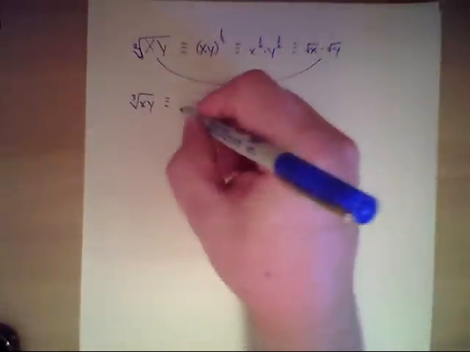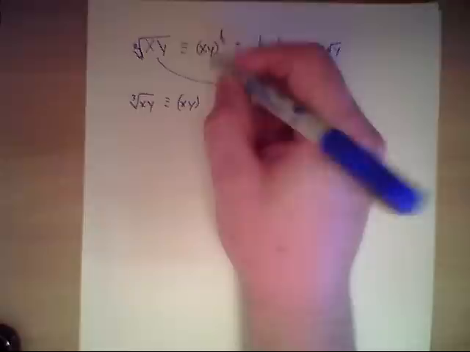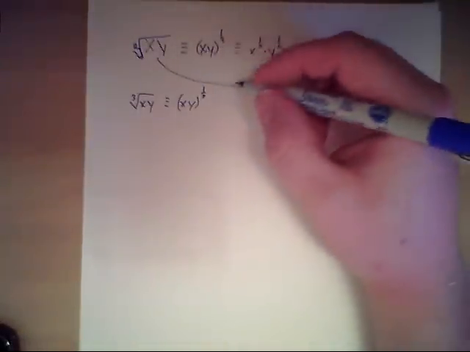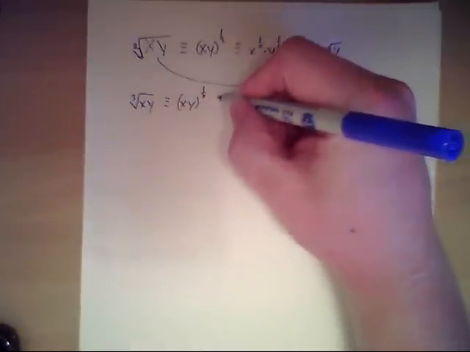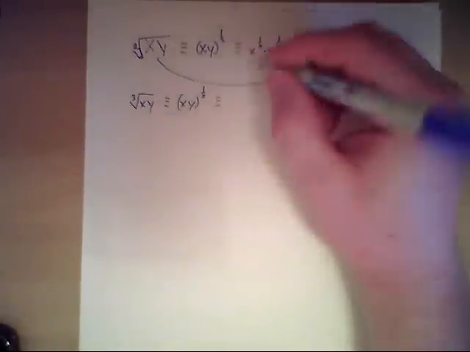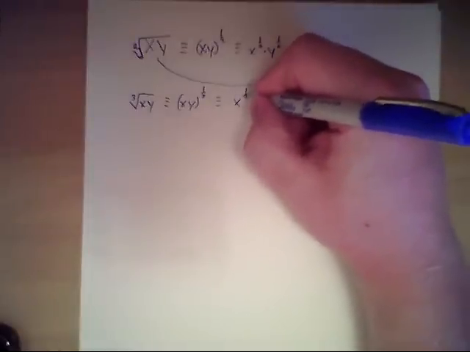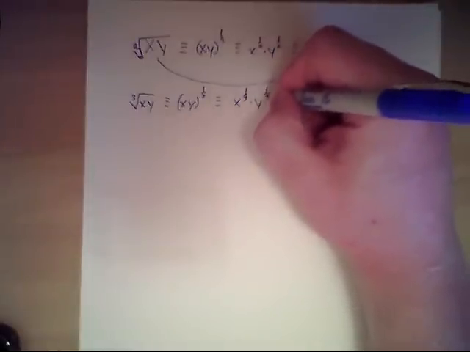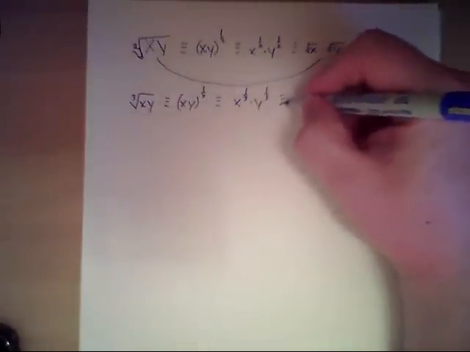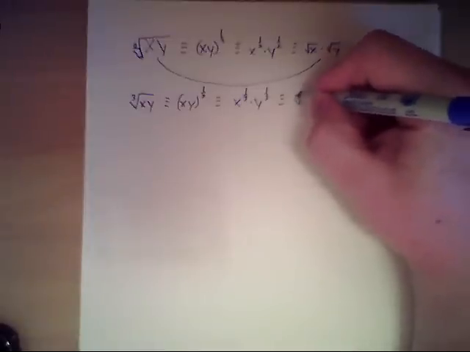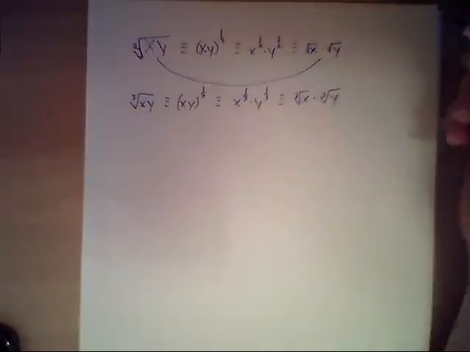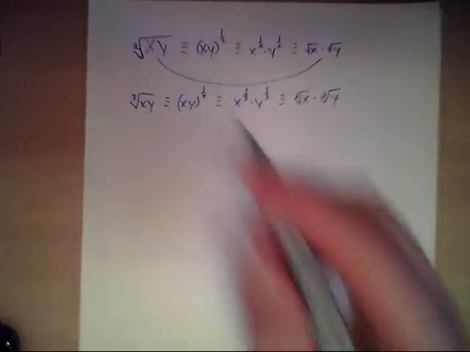This is going to be identically equal to xy, not to the 1/2, but to the 1/3, by that rule that we learned last week, actually a couple weeks ago. And this is going to be identically equal by that property of multiplying the exponents to x to the 1/3 times y to the 1/3. And taking something to the 1/3 power is the same as taking its cube root. So this is going to be identically equal to the cube root of x times the cube root of y. So this all just goes to show you that the same principle holds.